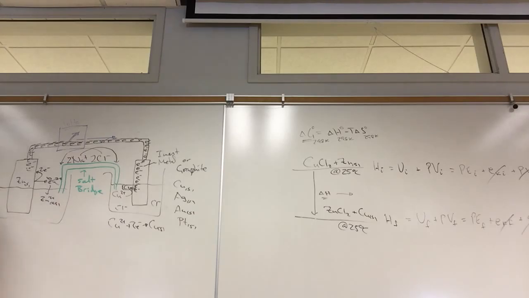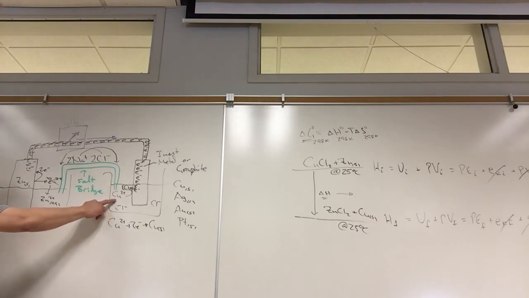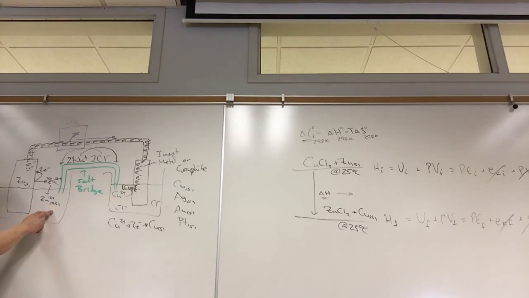Copper 2+, but that's under standard conditions. Standard thermodynamic conditions says that both of them are at 1 molar, right? What if I go totally non-standard? Okay, think about this. Now let's have 1,000,000 copper 2+ versus 10 zinc 2+. What's going to happen?